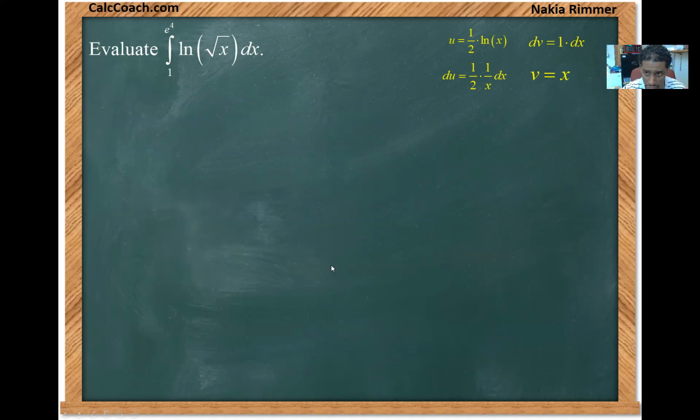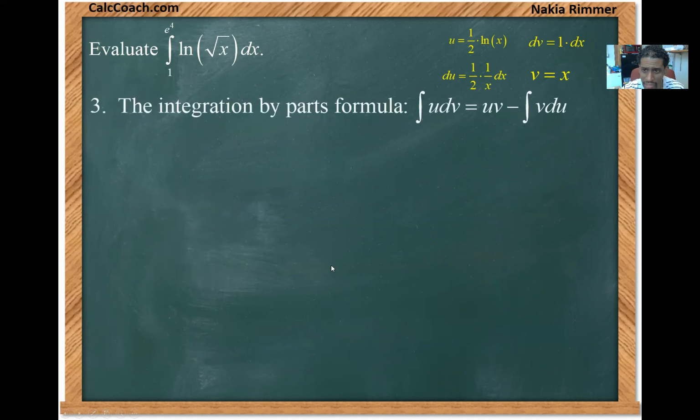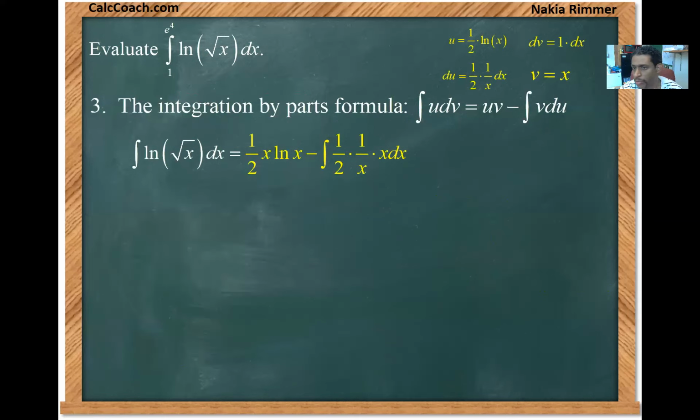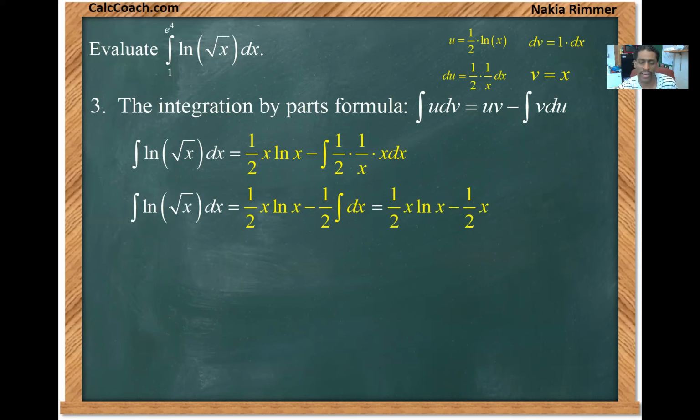And so we'll get uv minus the integral of v du. 1/2 x times the natural log of x, minus the integral of 1/2 times 1 over x, and then there's another x, dx. Those x's cancel, and you can pull the half out, and integrating that is just an x. And so here's your antiderivative: 1/2 x log x minus 1/2 x.